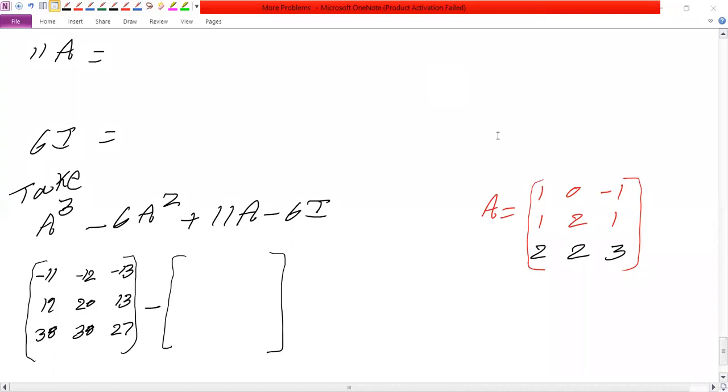Sir, after AC, what we should do? After AC, 6 into A square we require. So for getting 6 into A square, 6 into, start brackets, then press mat A. How to press mat A? Option and 3. And then use the whole square button.